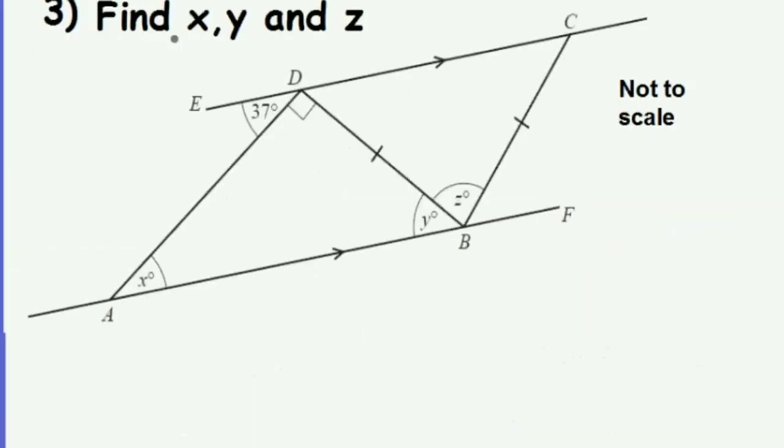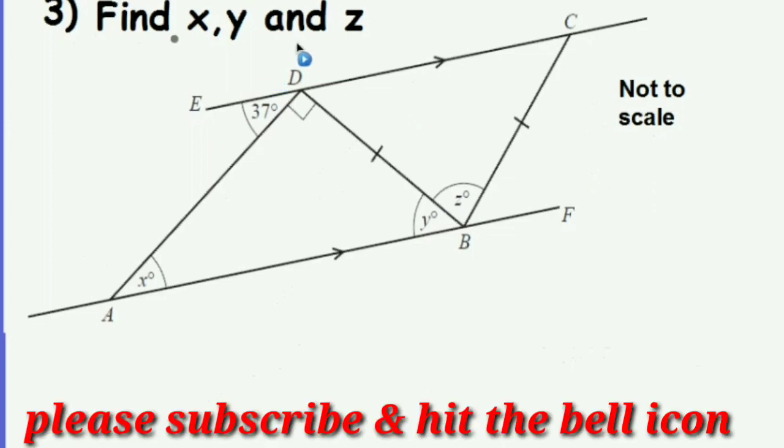Now look at the third example. Find the value of X, Y and Z by using this diagram. Already mentioned here, not to scale. So using this parallel lines property, you want to find the value of X, find the value of Y and find the value of Z. How to calculate? The first one is so easy. It's already given, 37 degrees. What about this X? X is equal to 37 degrees. The reason is alternate angles.